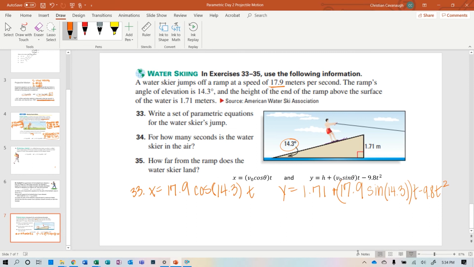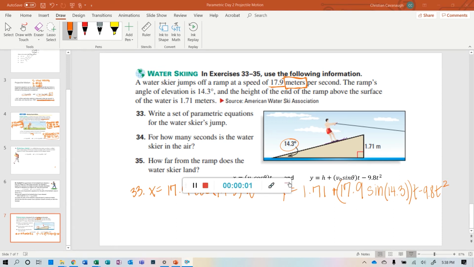Notice that in this one we're using 9.8. That's just because it's meters per second. Whenever you're using feet per second, you would use the 16t squared for gravity. Whenever we're using meters per second, we're going to use 9.8. That's just the metric constant that you're going to use for gravity. So that gives us our parametric equations for this problem.